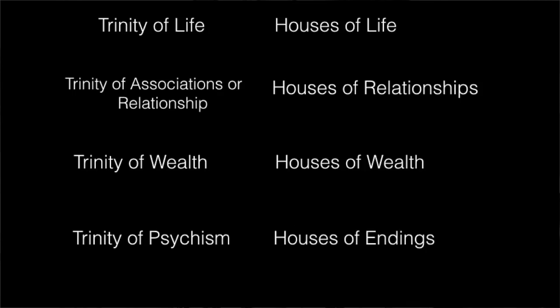So the trinity of life or the houses of life are houses 1, 5, and 9. The trinity of association or relationships or the houses of relationships are 3, 7, and 11. The trinity of wealth or houses of wealth are houses 2, 6, and 10.